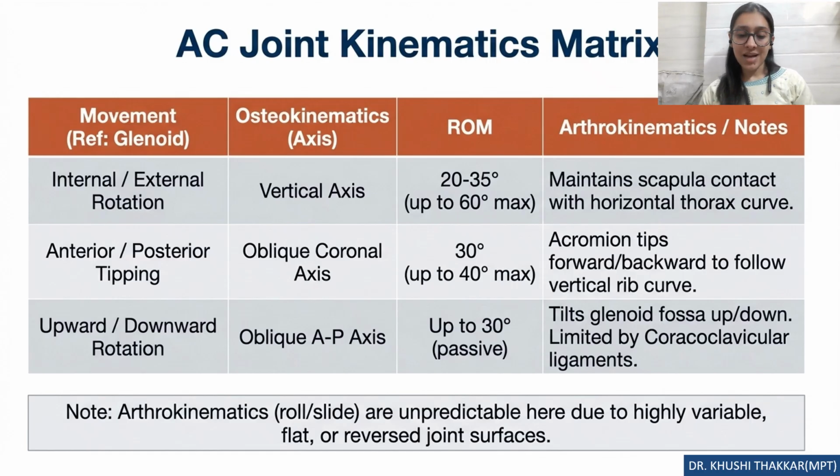Always remember, and this is a note for you, that the arthrokinematics, that is roll and slide, are unpredictable here due to highly variable flat or reverse joint surfaces. So actually the acromion is more over a plane surface. The lateral end of the clavicle is almost a similar plane surface. So these are two similar plane surfaces which are connected via ligaments, and there is a lot of adipose and fibrous tissue inside it. That is why the movements are a little unpredictable at this joint. But this joint is highly susceptible to degeneration. So the arthrokinematics is very important to be known to us.